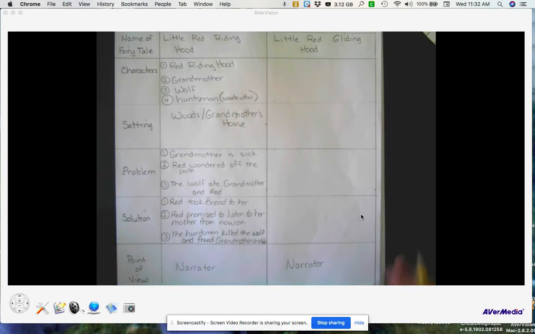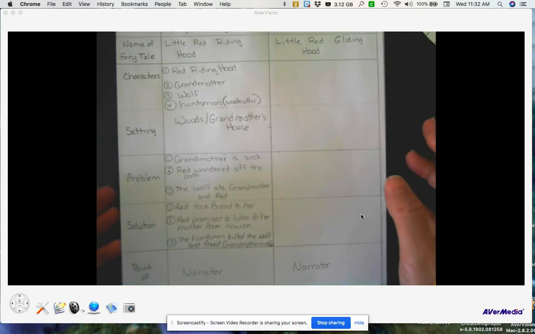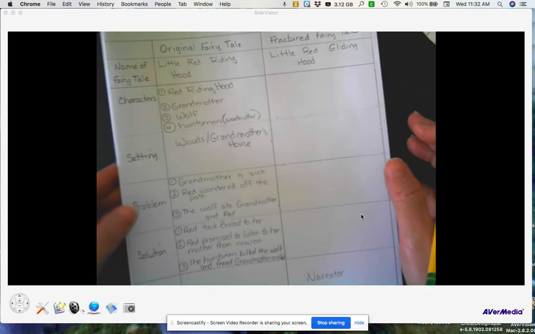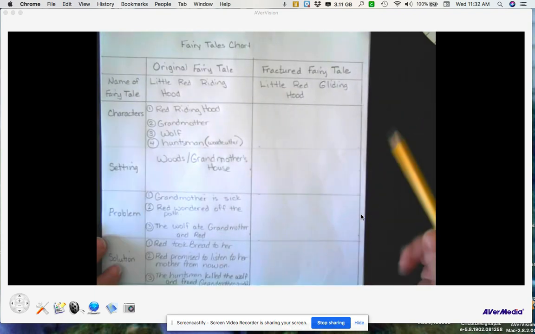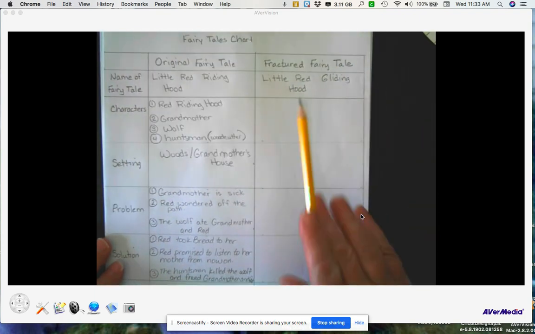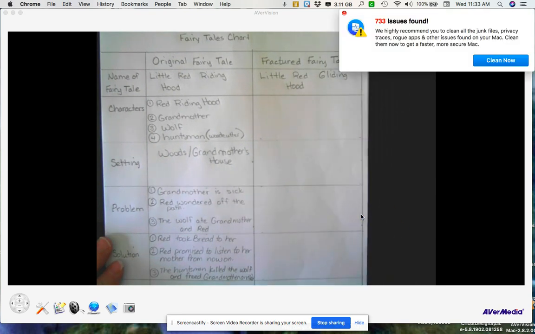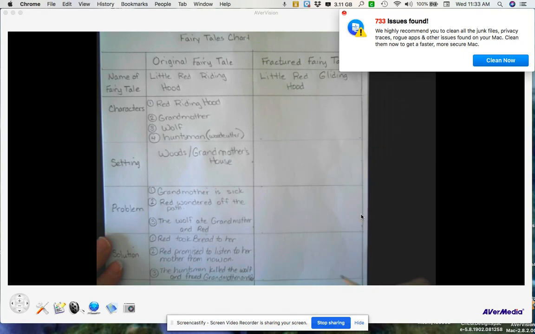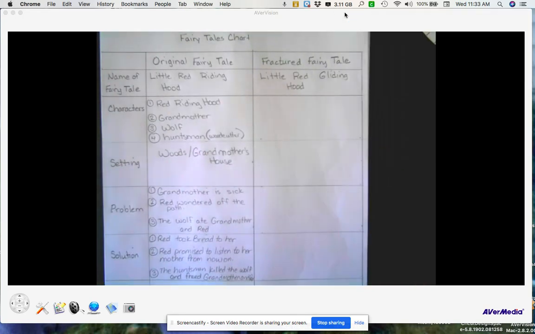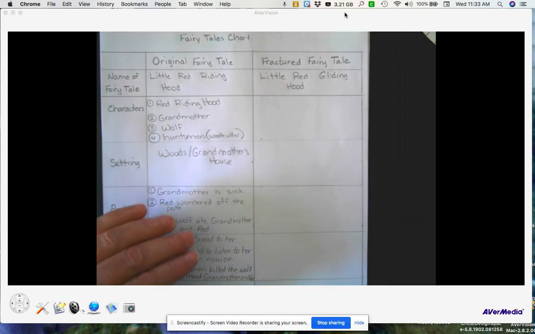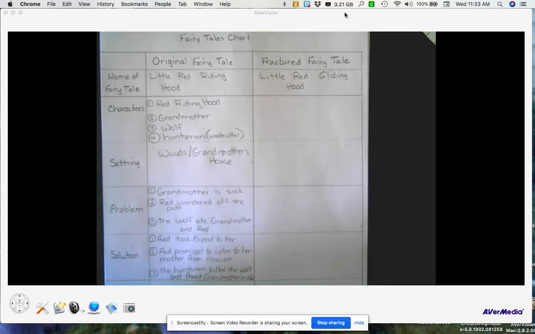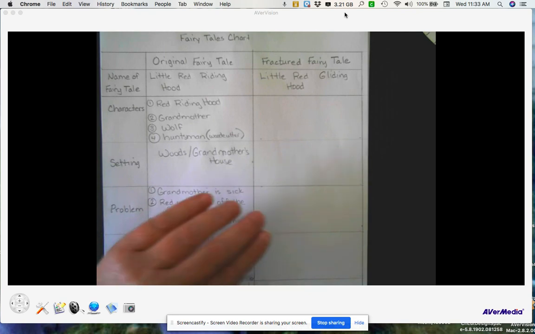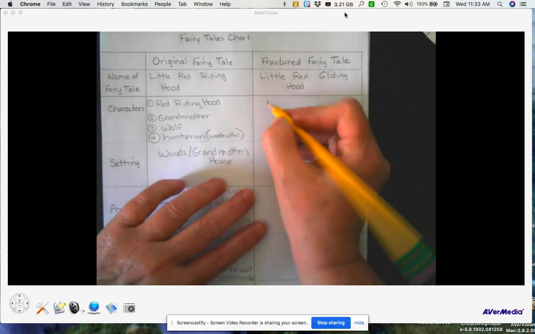Okay, so now on to our story for today. If you did not watch the video of me reading the book, you need to do that first. So our fractured fairy tale is called Little Red Riding Hood. You can see how that it's a play on words, right? Okay, so then the characters. Who are the main characters in Little Red Riding Hood? Well, basically the same ones, right?